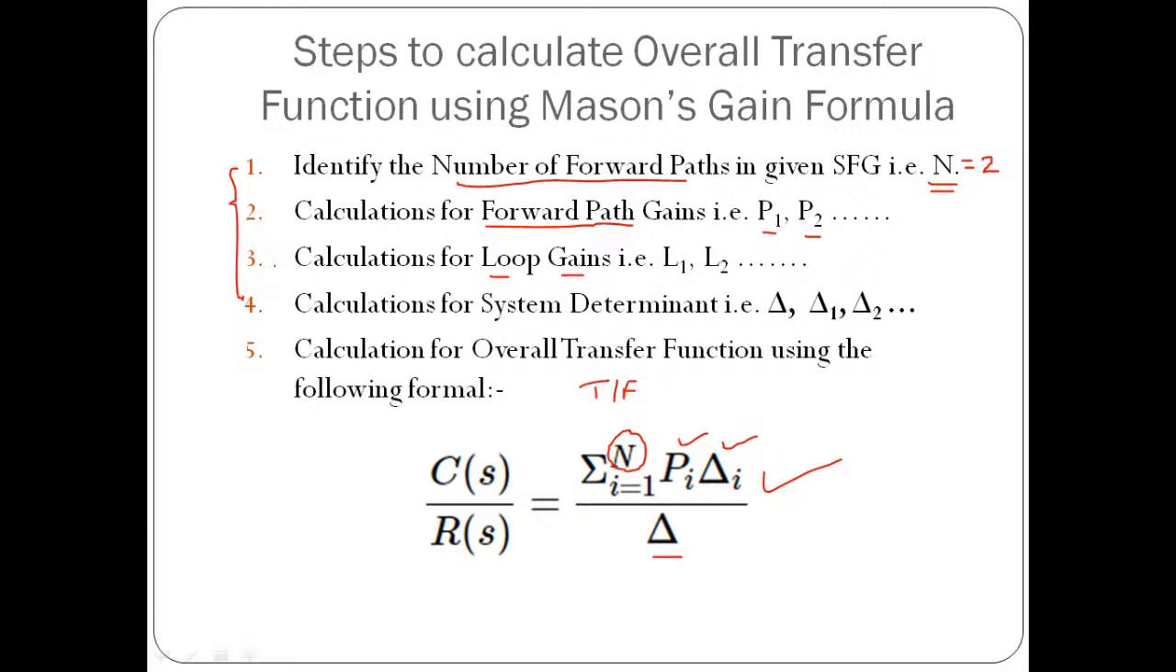So once we have the information about all these parameters, we need to club all those sub-parameters and put them in equation number 1. Suppose this is your equation number 1. We can easily find out the value of what? The transfer function. And this formula is called Mason's gain formula. That is important. Mason's gain formula. That is important.